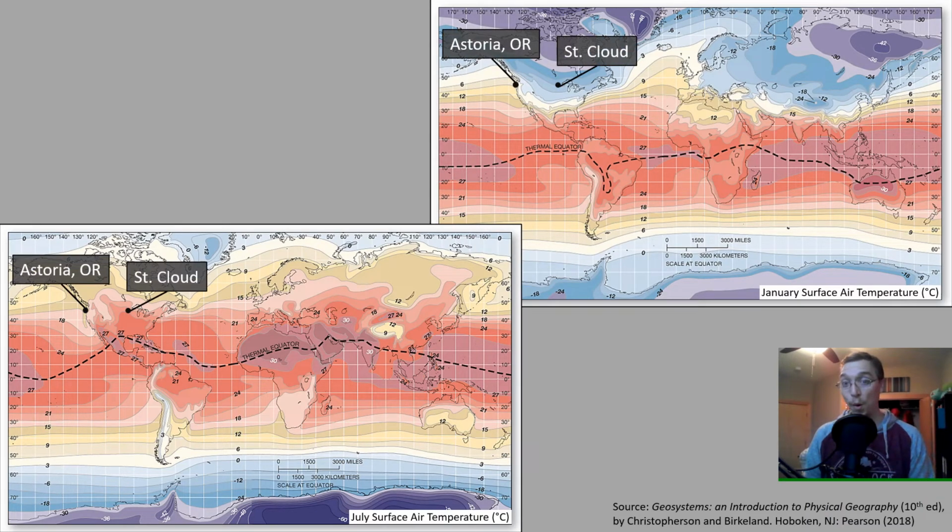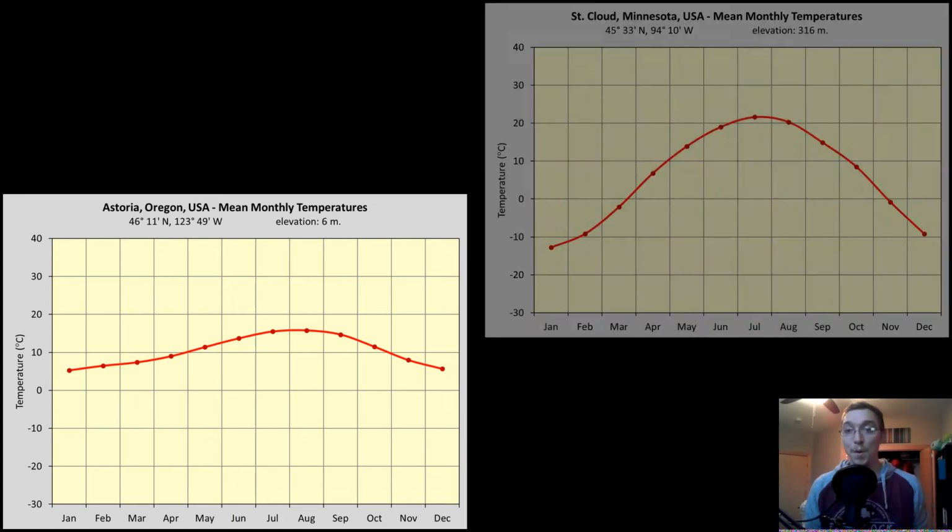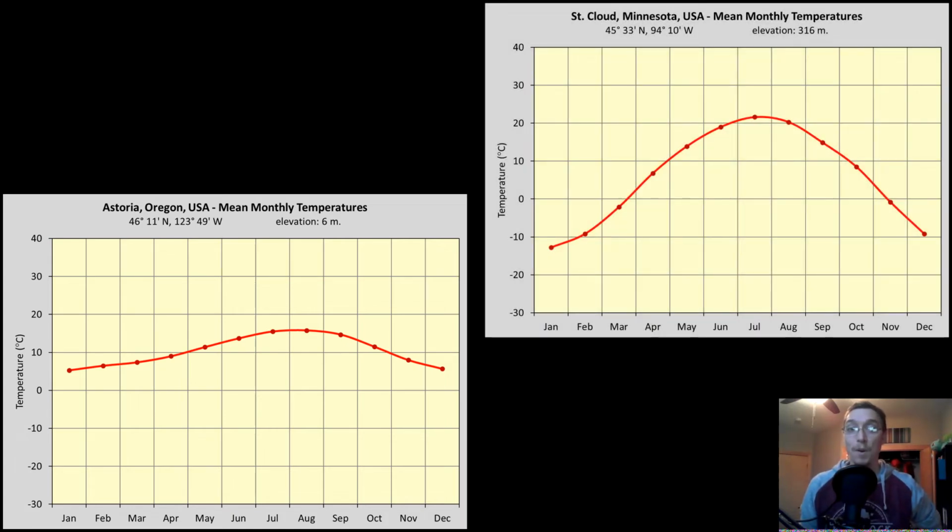If we think of Astoria, Oregon, as we were talking about before, compared to St. Cloud, Minnesota, for example, we can see Astoria is pretty moderate. It doesn't really change much throughout the year. Whereas St. Cloud, we go from pretty frigid to pretty warm. Here are those mean monthly temperature graphs for Astoria and St. Cloud, right? We see a much bigger variation, a much bigger range in St. Cloud than we would in Astoria.